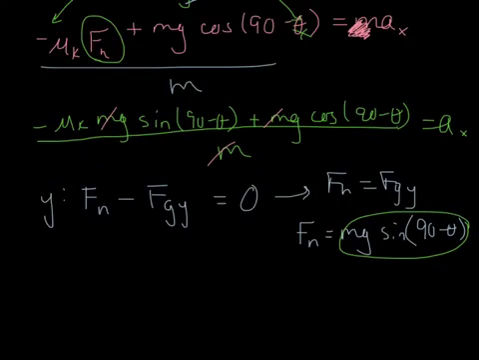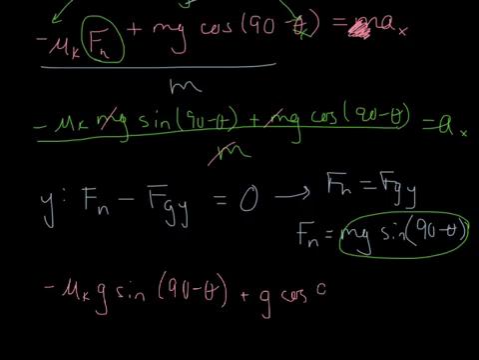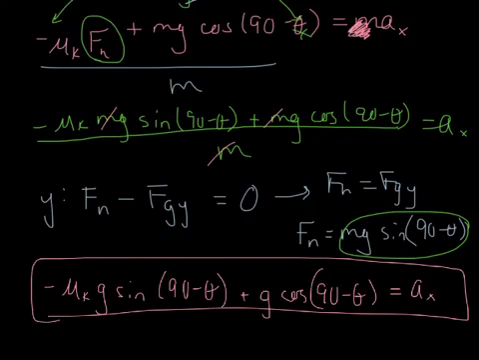So my final solution, I'll put in pink at the bottom for acceleration, is going to be negative mu k g sine of 90 minus theta, plus g cosine 90 minus theta equals ax. If you would like to, and I did this in the other class, you can factor out a g because it's in both terms. You can put g out in front, and you have the same answer still.